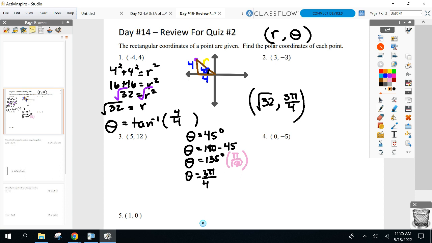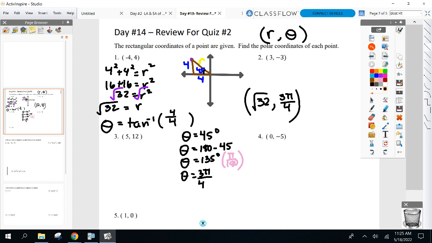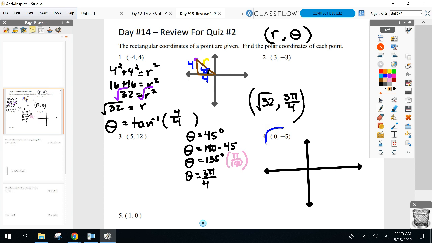You might have a problem tomorrow where all that work is not needed. Let's take a look at number 4. I'm definitely going to have you do this sooner or later, but there might be another problem where you don't need to do anything other than know a few facts. Where's this point? (0, -5). On the line. Okay, down here, right? There should be no reason, if it's on the line, for you to do tangent or Pythag. No reason.